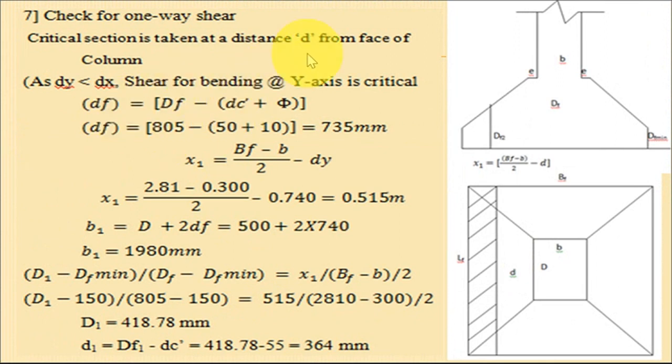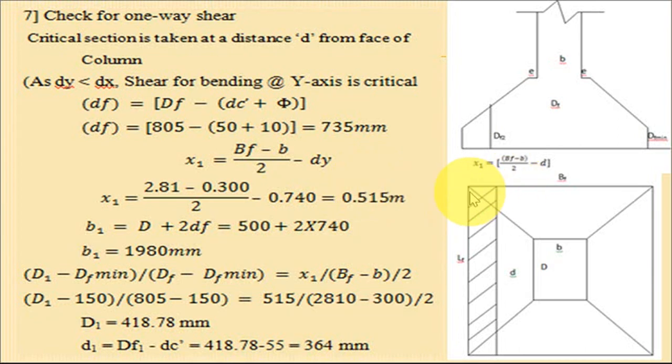Step number 7. Generally, check for shear. In most of the books it is given to find out the depth from the one way shear and the two way shear, but instead of that we have considered check for one way shear. If this is satisfied, then our D is set. Now the critical section is taken at a distance of d from the face of the support, and here dy is less than dx. We have considered the shear is critical about the y-axis, so we can find out the df using the same formula as explained in the first lecture.